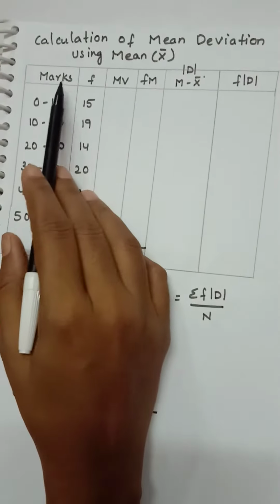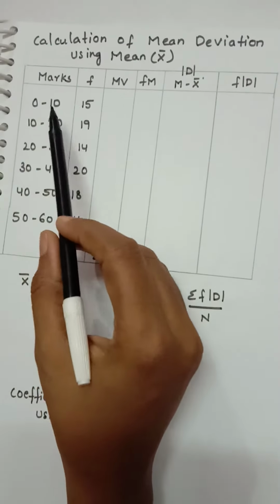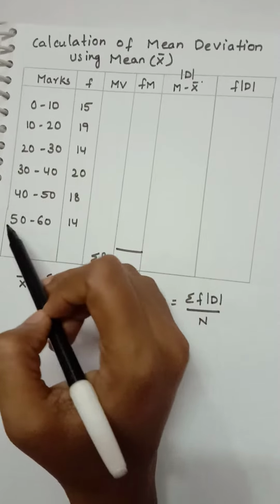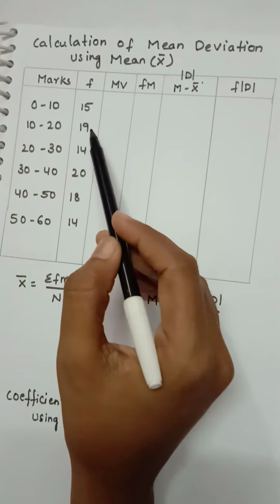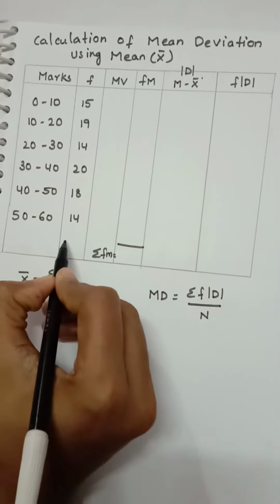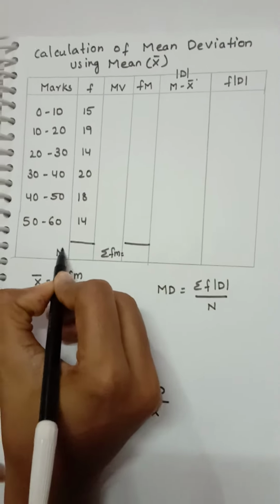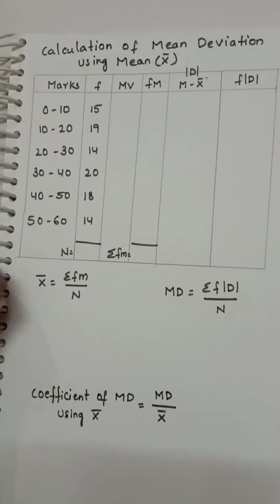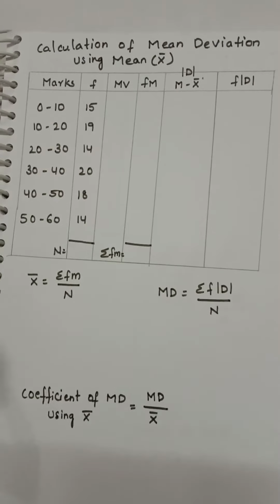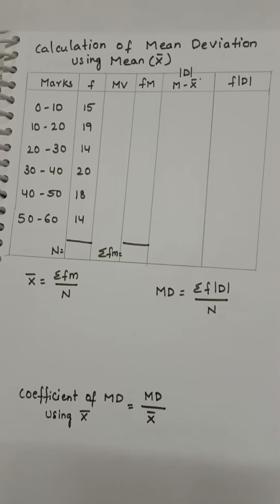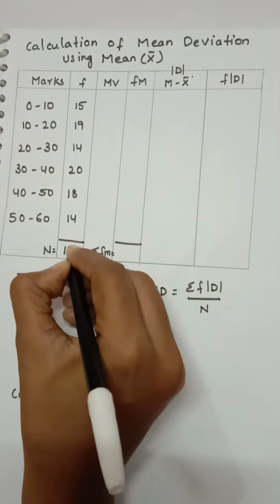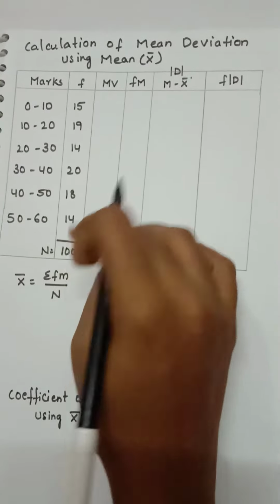Here I have taken a continuous series example: 0 to 10, 10 to 20, 20 to 30, 30 to 40, 40 to 50, 50 to 60. The frequencies are 15, 19, 14, 20, 18, 14. First we need to add the frequency: 15 plus 19 plus 14 plus 20 plus 18 plus 14. The total frequency is 100 after adding this column.